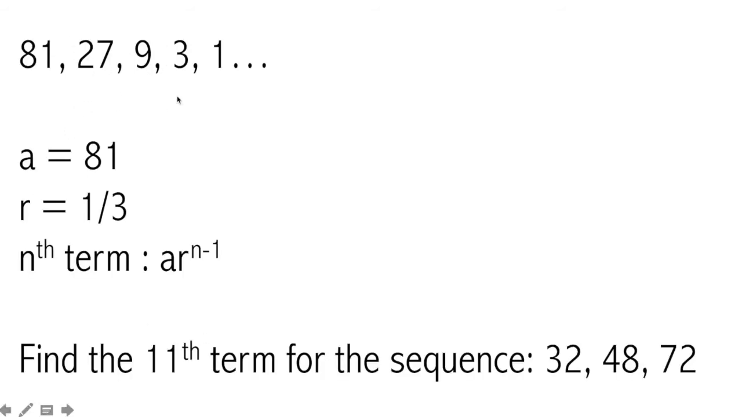Each geometric sequence is defined by two important numbers: its first term, 81 over here, and the common ratio, which is 1/3 over here. 27 divided by 81 is 1/3.